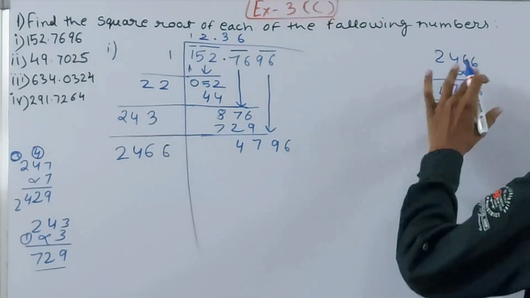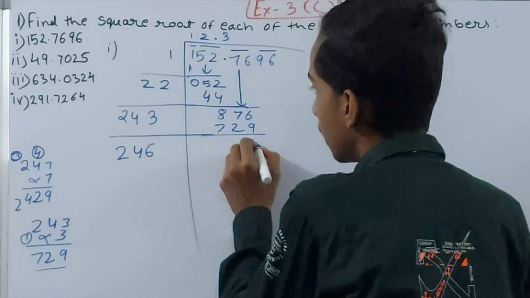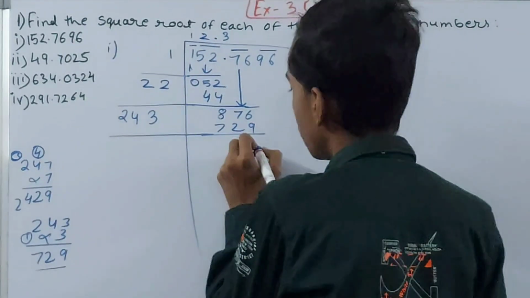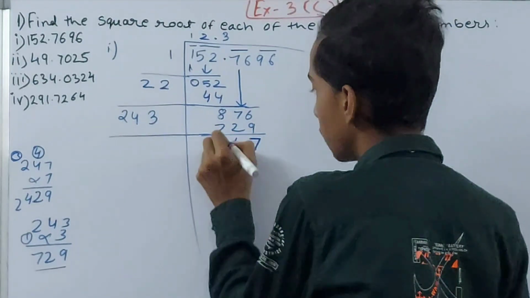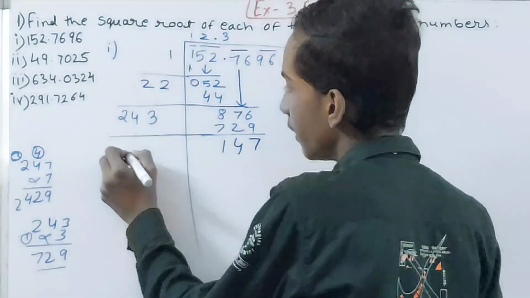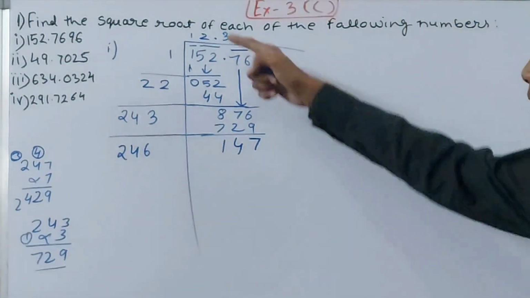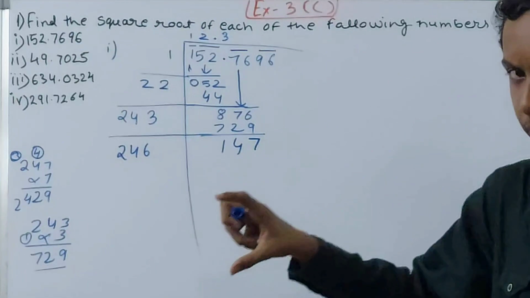Here we'll have 14,796. Double of 123 becomes 246. Remember, we will not take the double of 12.3, but we will take the double of 123. Ignore the decimal point.